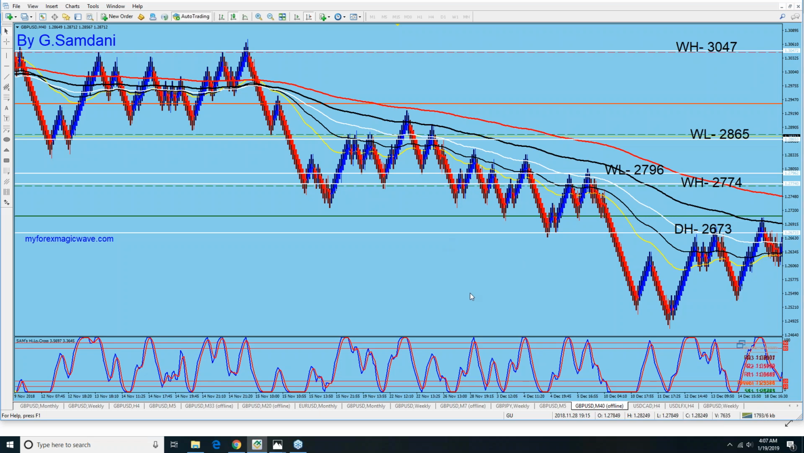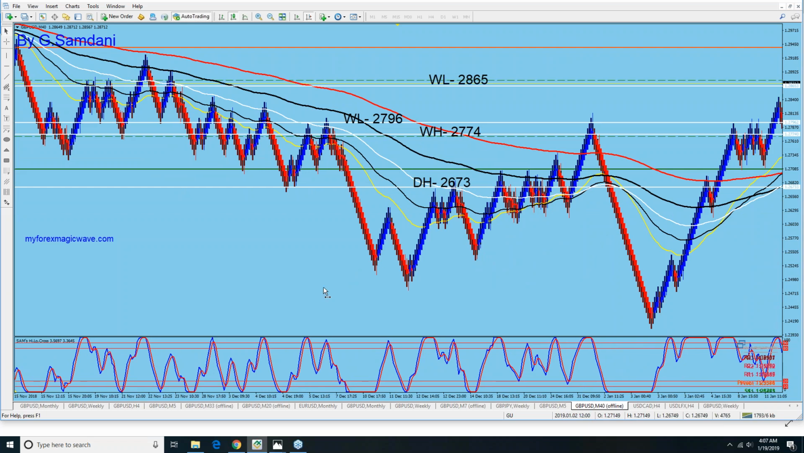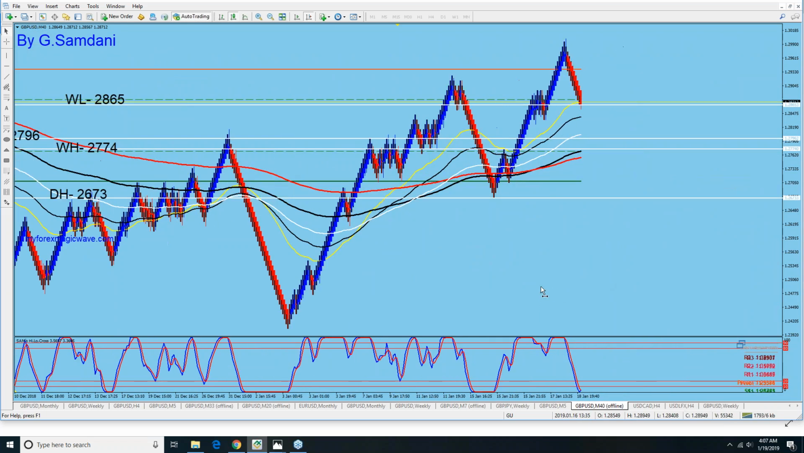Even though with CAD yen I was expecting that it's gonna drop, I found a long entry and I took it, and it went up around 100 pips. But I don't have the chart here right now. I forgot. It's on the other computer. Okay, so this is it for now.